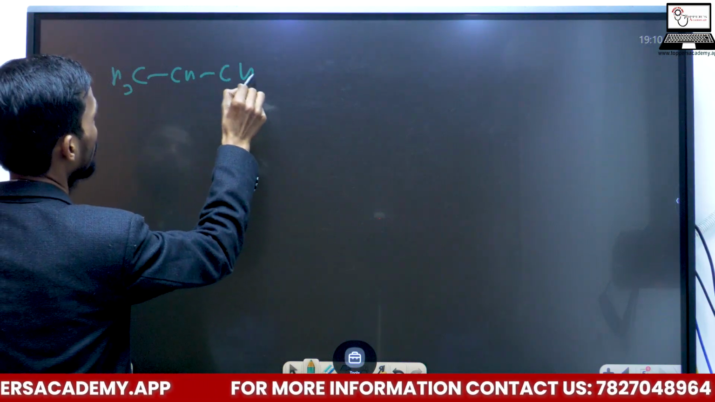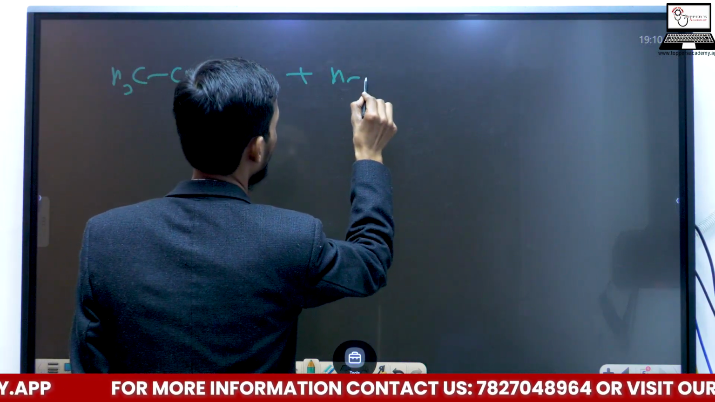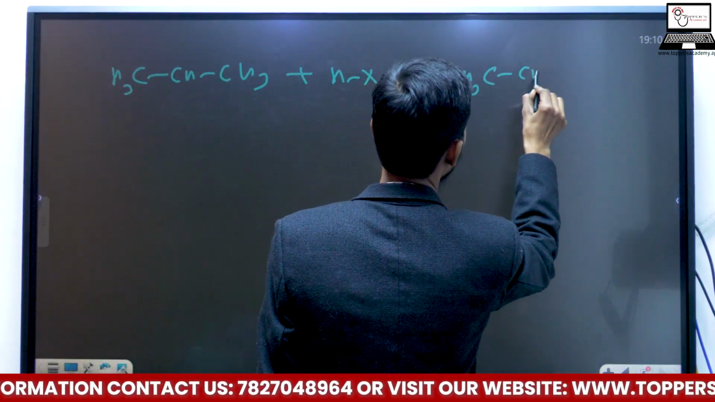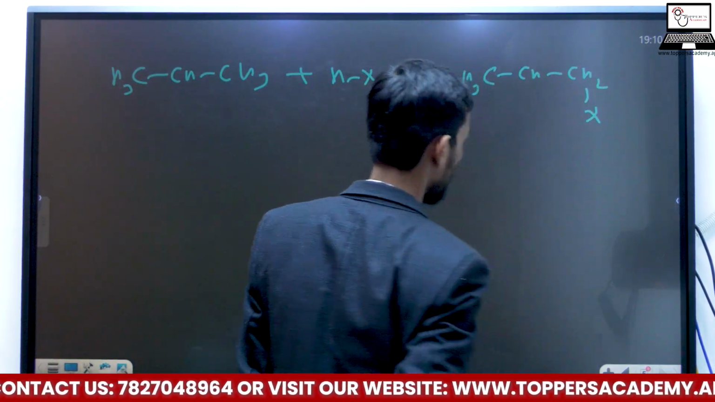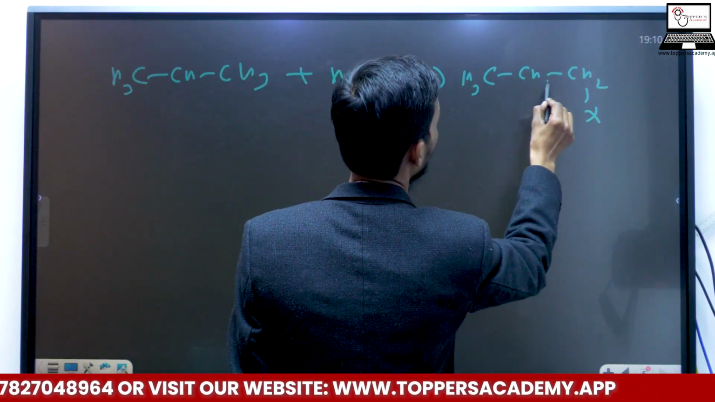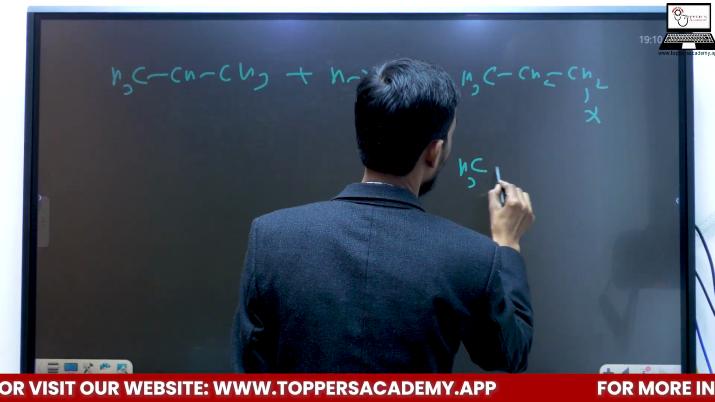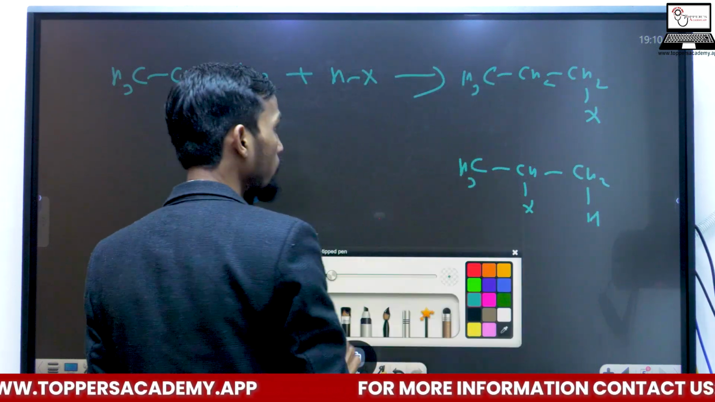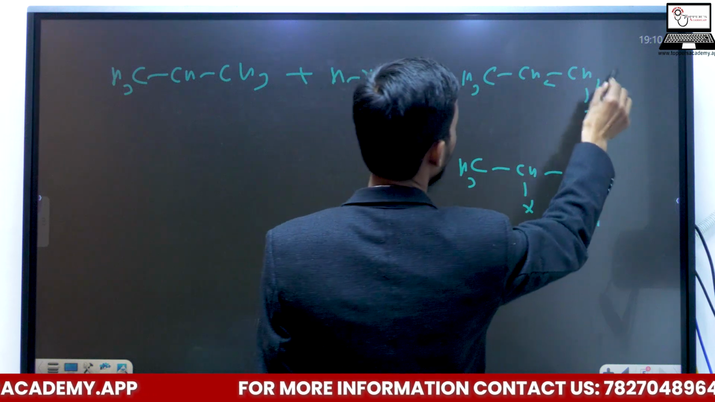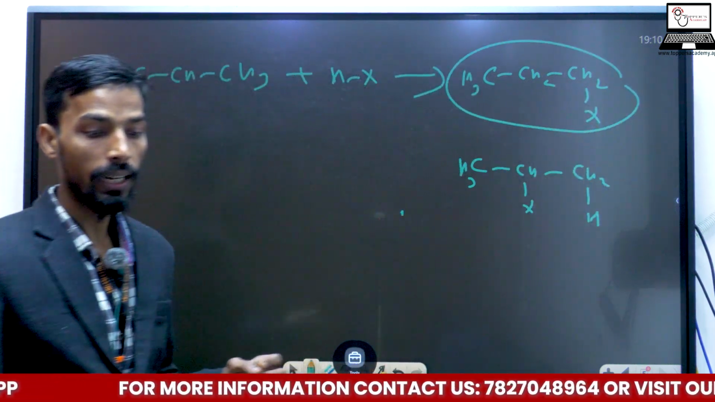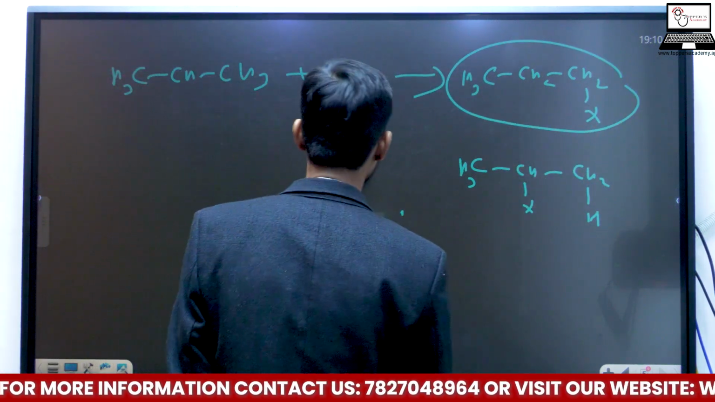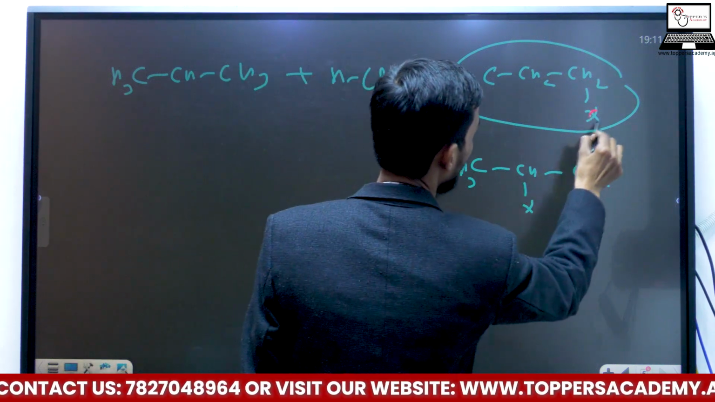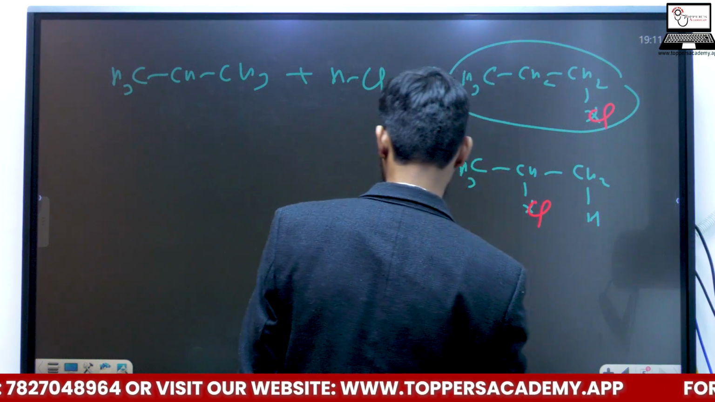CH3 CH CH3 plus HX, so it will give us CH3 single bond CH single bond CH2X, and another possibility will be CH3 single bond CHX plus CH3. So in this way we can see there are 2 possibilities. So if this is HX, we are taking Cl2, or we can say it is Cl. It also becomes Cl. This will also become Cl.